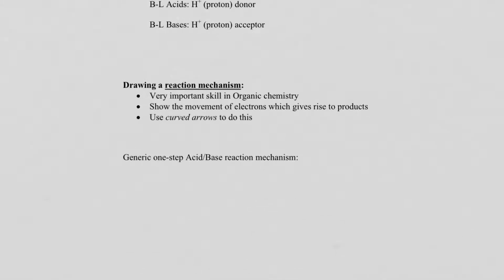We're going to be talking today, the first time, likely in the organic videos, about reaction mechanisms. Reaction mechanisms govern chemistry as a whole, but in organic, we use them a lot. So drawing a reaction mechanism is a really important skill in organic chemistry. We're showing the movement of electrons, which gives rise to the products of our reaction, and we use what we call curved arrows to do this. A curved arrow shows that electrons are moving. This will give rise to chemical changes.